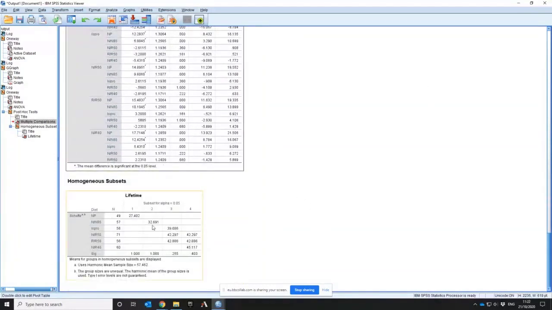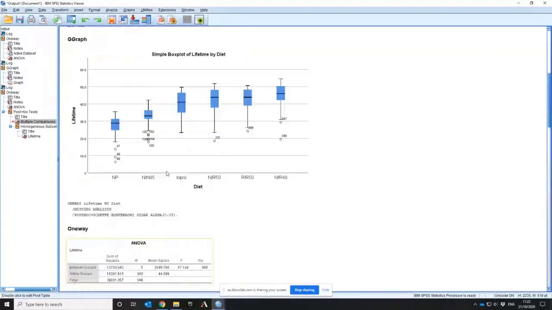Don't worry about homogeneous subsets. Those are all the post hoc tests.